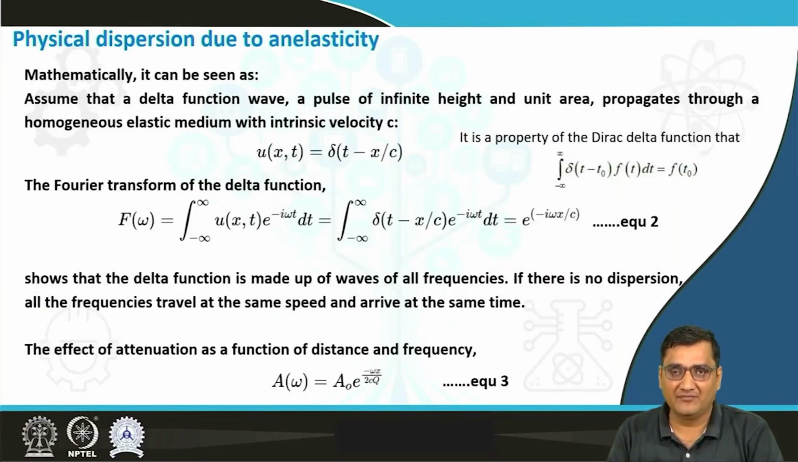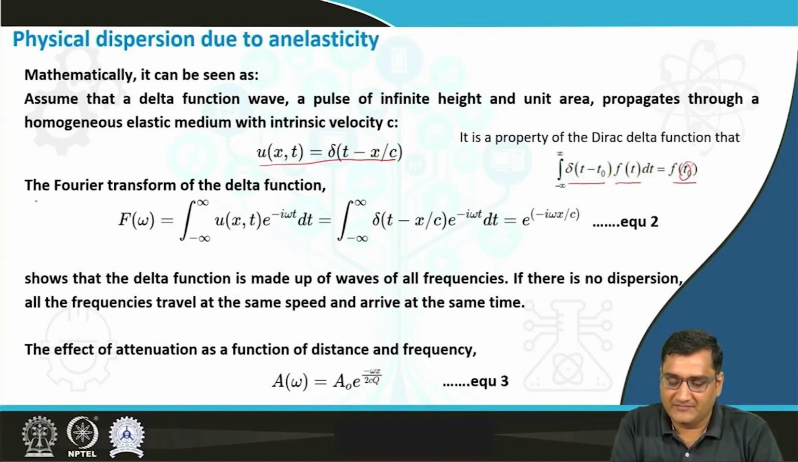And we can see this mathematically, and for this purpose we will assume a delta function wave. That means a pulse of infinite height and unit area that will propagate through a homogeneous elastic medium with intrinsic velocity c. So this is the Dirac delta function, and there is a property of the Dirac delta function: if we take the integral of a function having the product with the Dirac delta function, it will produce the function at the value t naught.